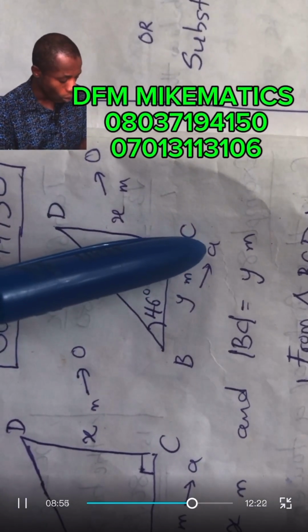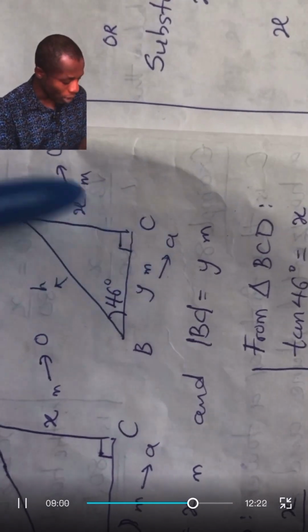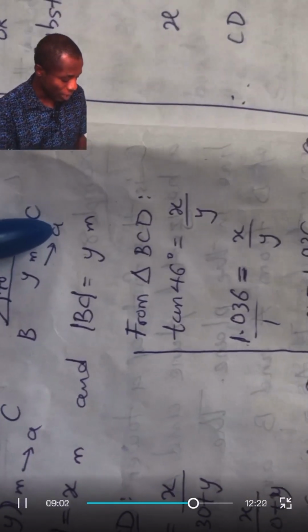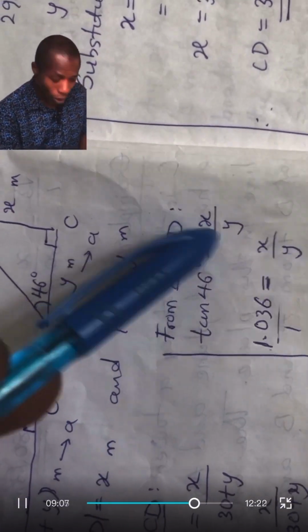Then BC becomes the adjacent. So X is opposite, which is O. A is adjacent, which is A. So OA is also what? TOA. That is tan. So tan 46 degrees is equal to what? X over Y.